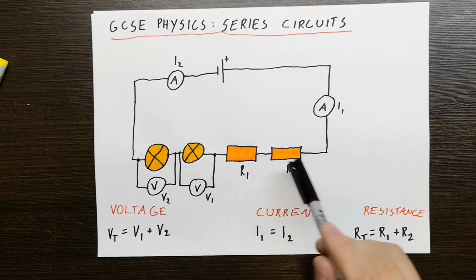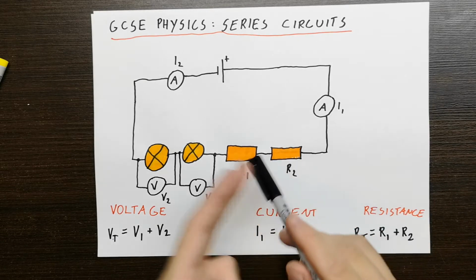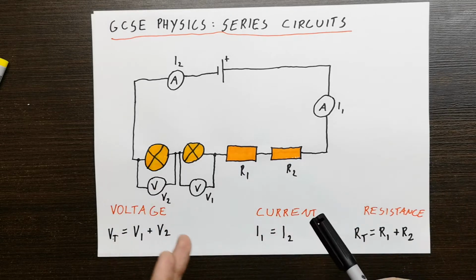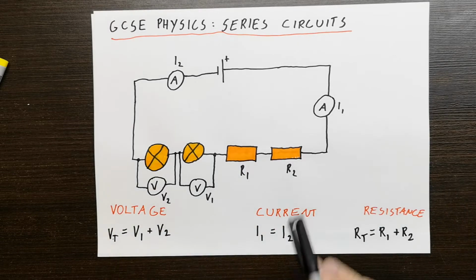If we add these two and they're the same, it will be double with two resistors compared to a single resistor, and that is a very different behavior to what happens in a parallel circuit, which we will talk about in the next video. So this is it for today, guys.